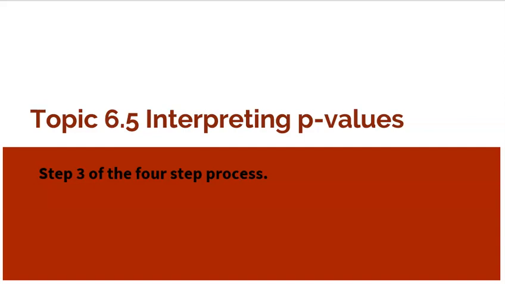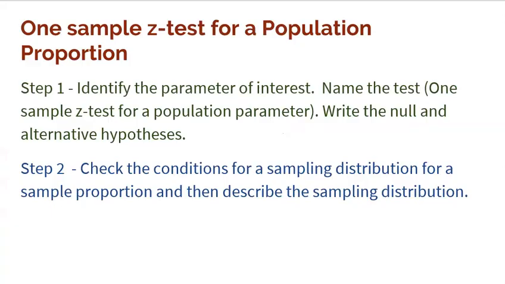And we've already learned about steps 1 and 2. We're going to move into step 3 of the 4-step process. So let's just do a quick review. Step 1 is, of course, identifying the parameter of interest. A lot of kids say, do I have to do that? Yeah, you need to tell me what P is because, I mean, there's all kinds of P's out there.